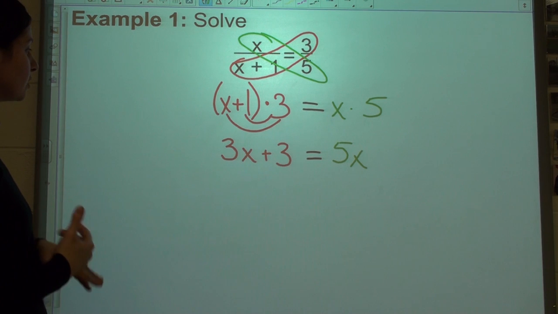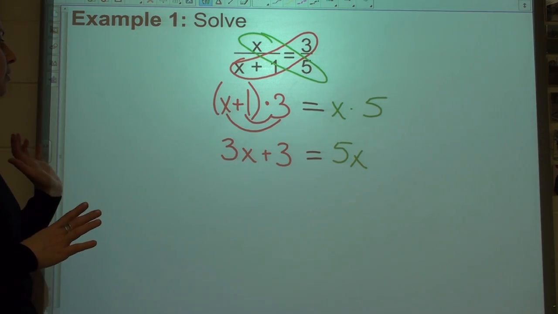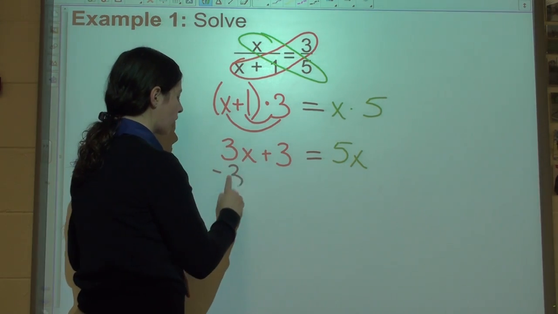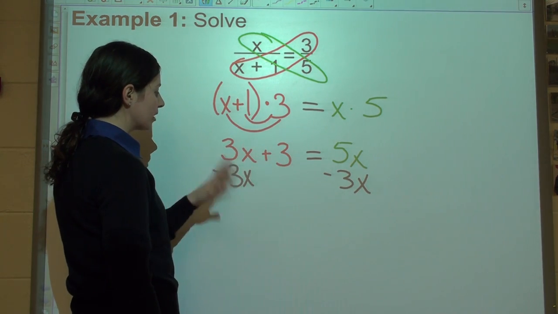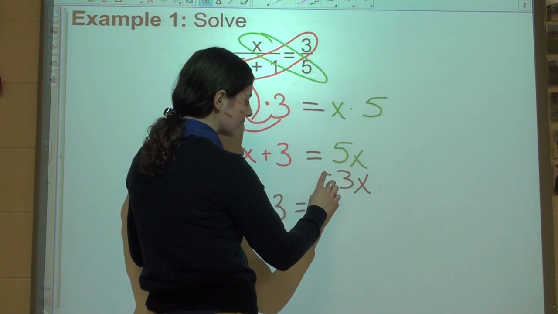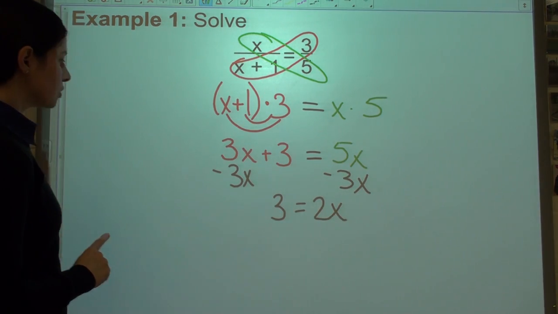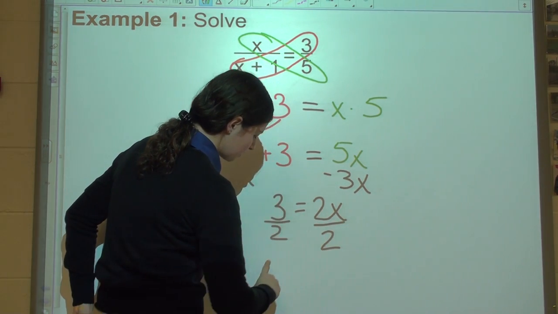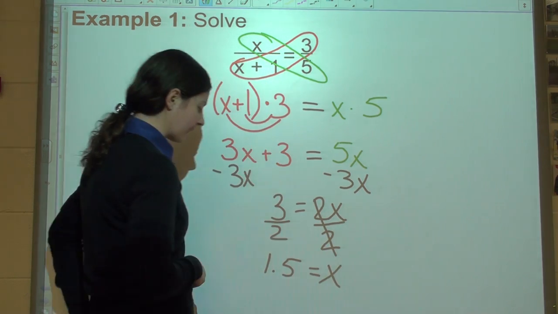The first thing we need to do is get our variable by itself. In this instance, I'm actually going to put the variable on the right-hand side just to make it a little easier. So I'm going to subtract 3x from both sides. My 3x minus 3x cancels each other out, leaving me with just 3. My 5x minus 3x gives me 2x. So now I'm going to divide both sides by 2. 3 divided by 2 gives me 1.5. My 2's cancel, leaving me with x.